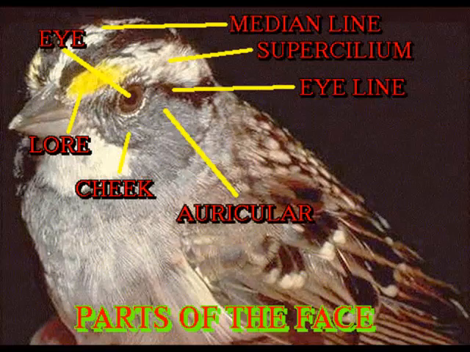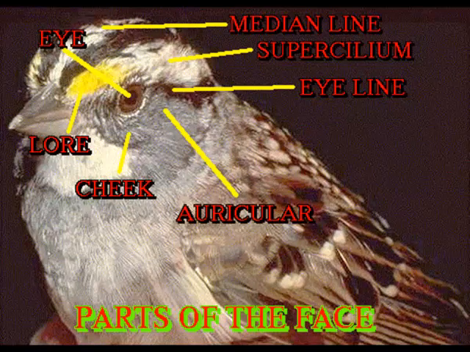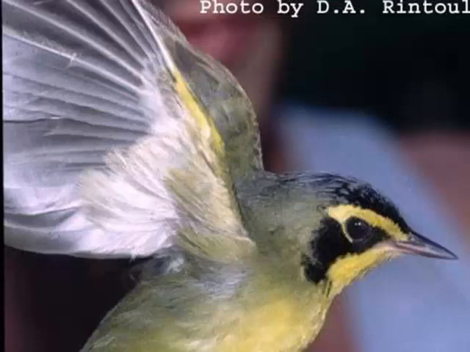And here we see the slide. They pointed out some of these things. The lower cheek. Oh yeah, it's a gray cheek or auricular area. Same thing. Here's a bird that has a yellow supercilium, black auriculars or cheek, yellow chin and throat, black crown.